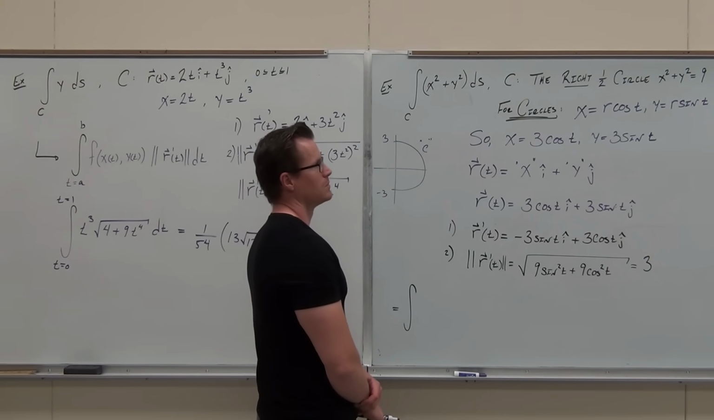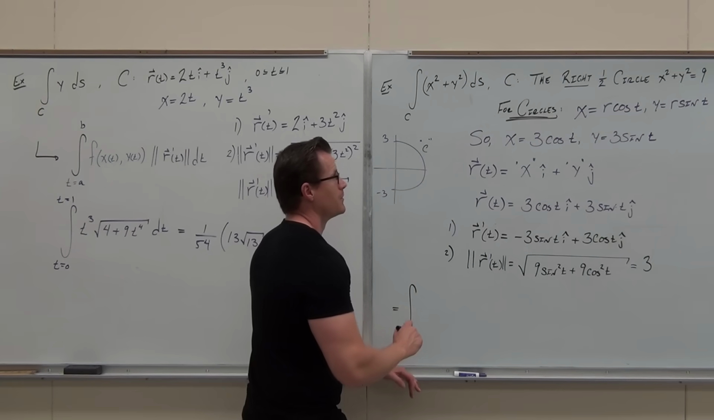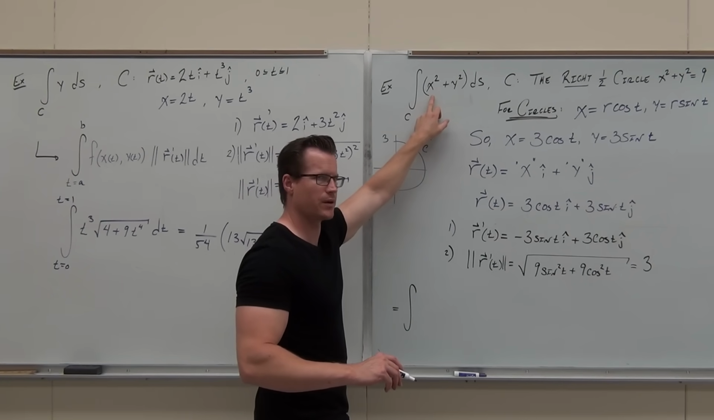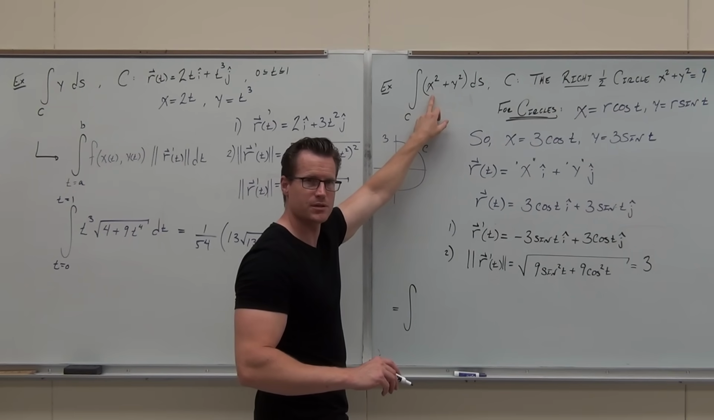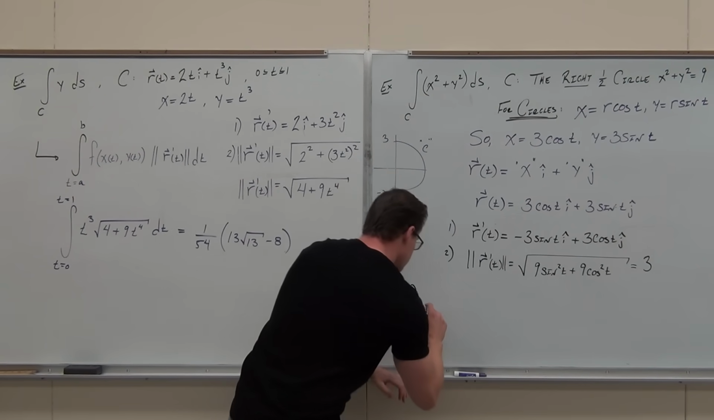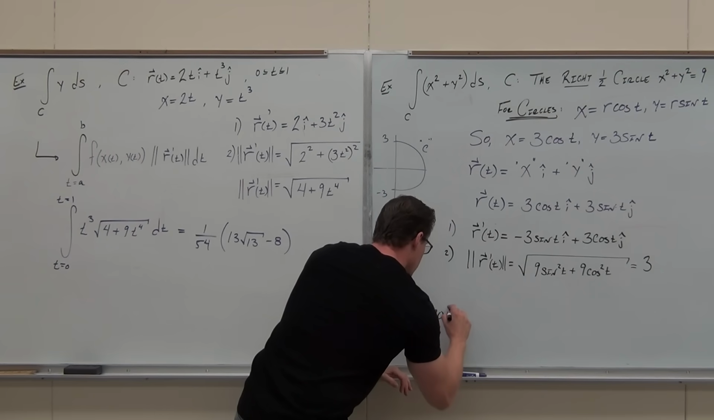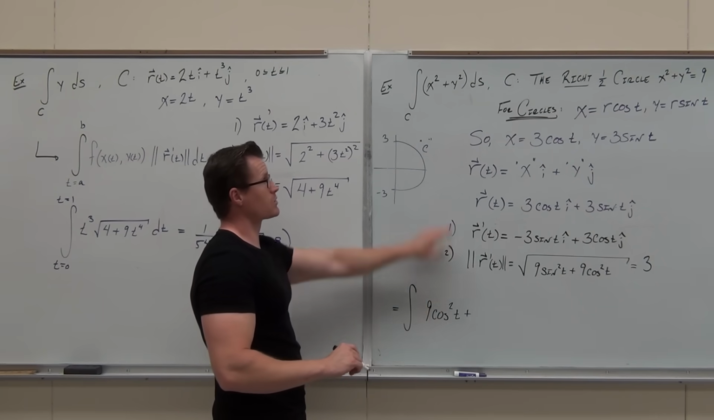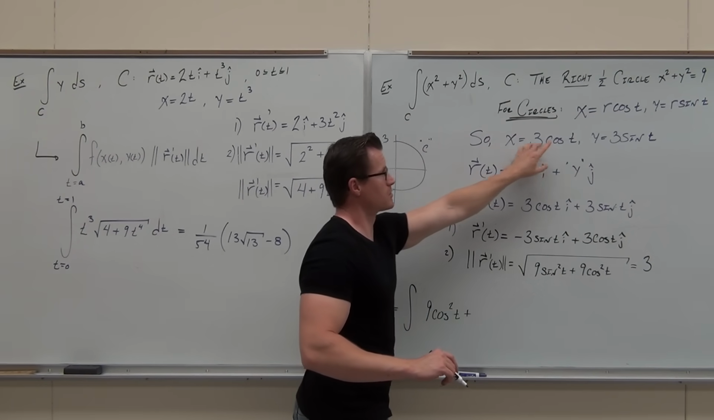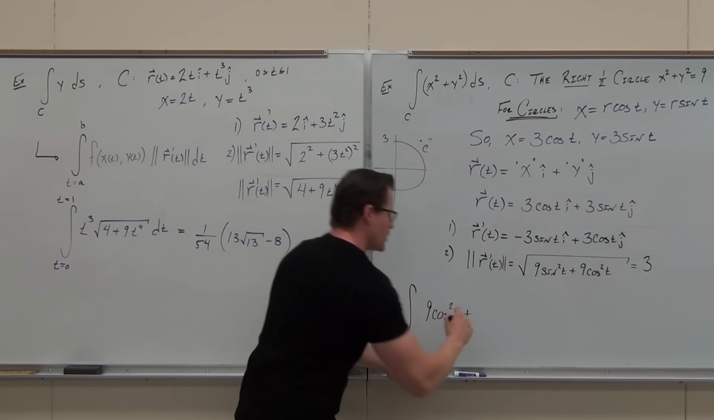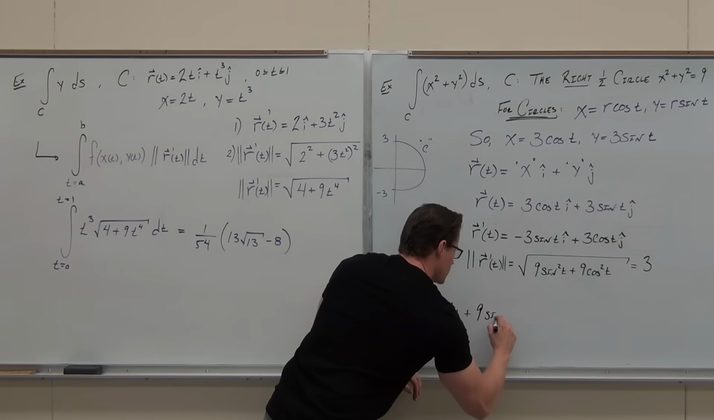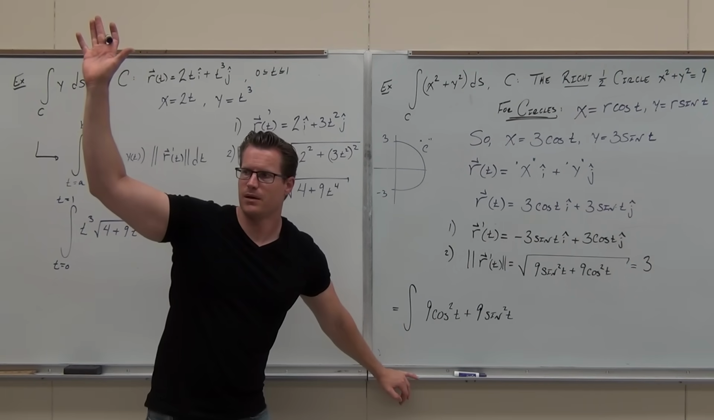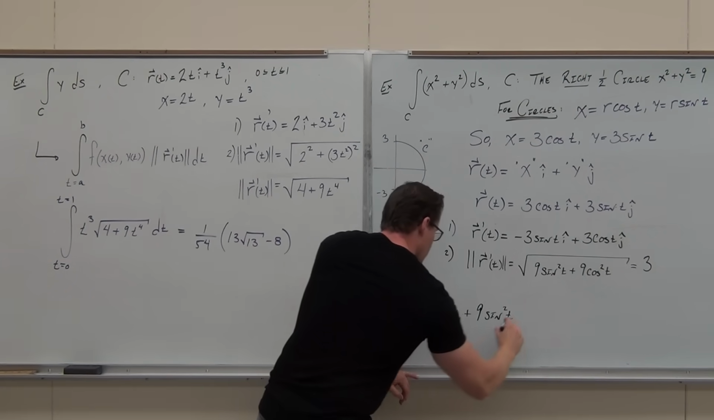Inside that integral, we have x squared. Tell me right now what the x squared is going to change to, please. 9 cosine squared t. That is x squared. So we have x, here's x. Square it, we get 9 cosine squared t. Plus 9 sine squared t. Show of hands if you're okay with that one. Okay, well, we're on a roll.